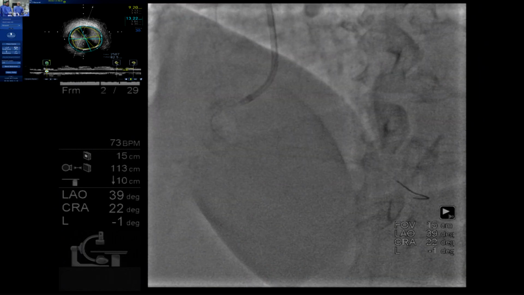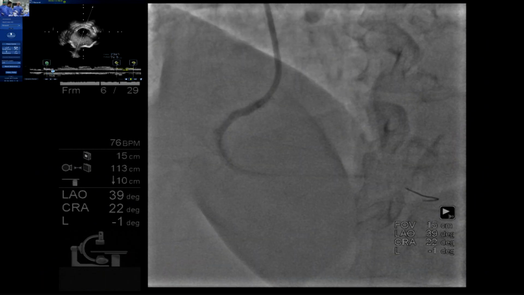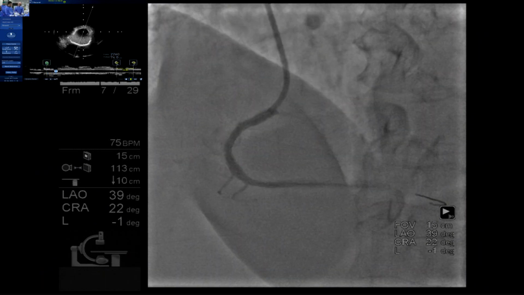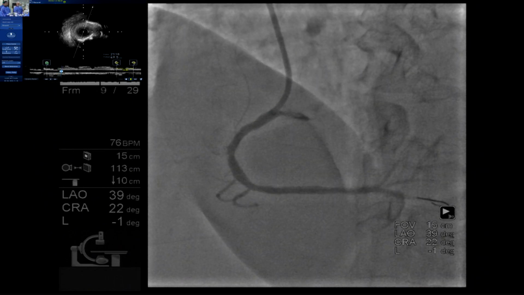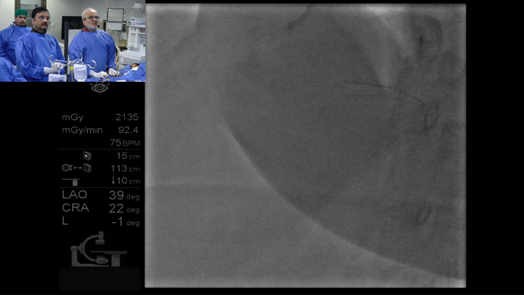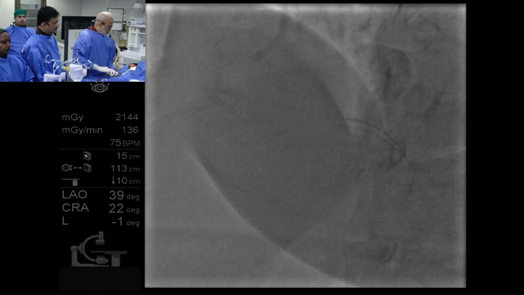And here, crowding of the wires in a heavily calcified segment sometimes can be a problem for the operator. So I like to be very, very minimalistic inside the coronary.